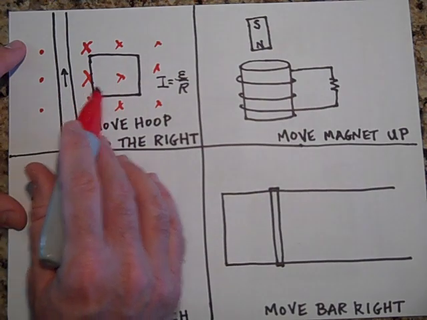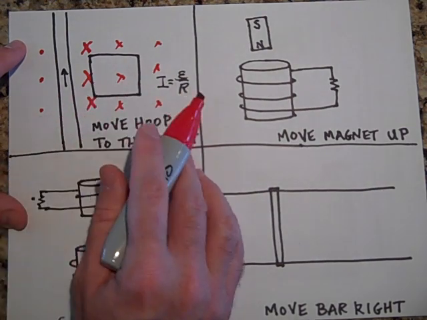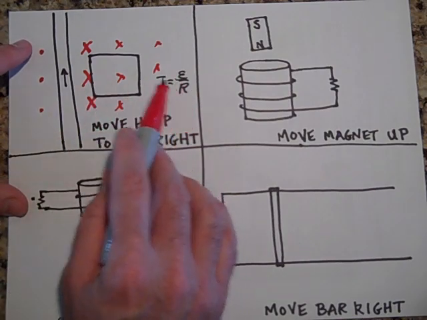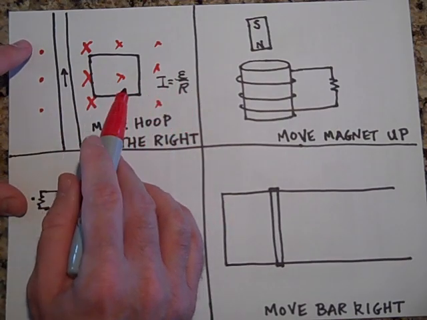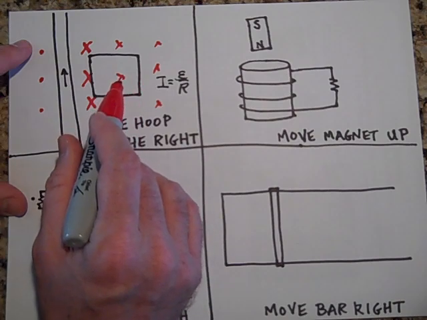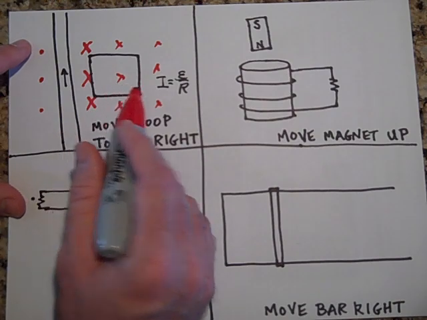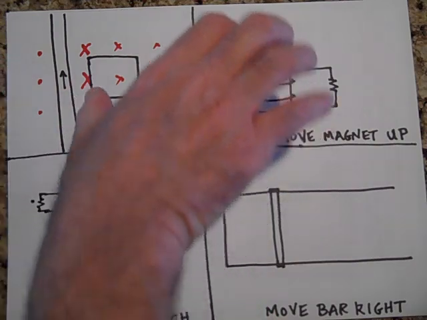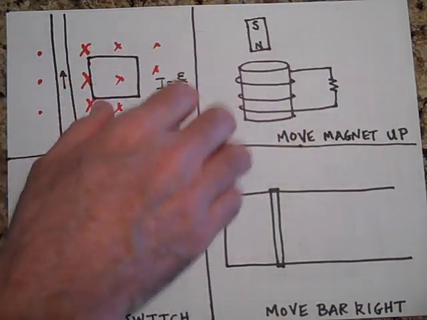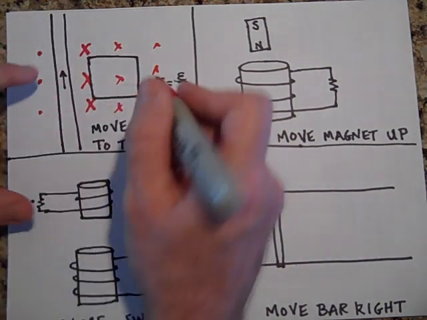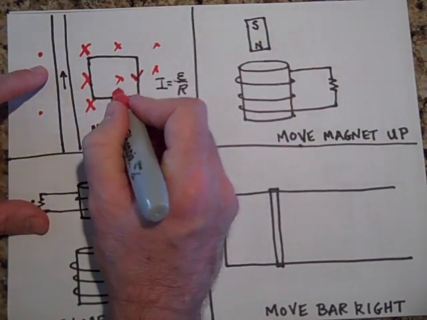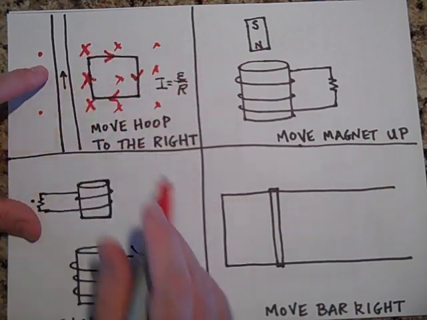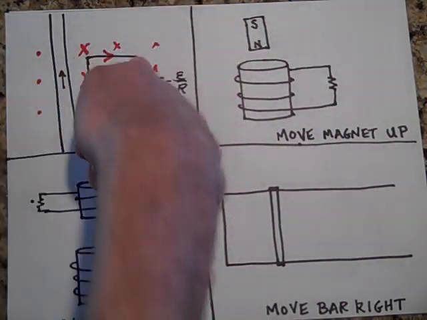And so if I'm getting less x's when I move it that way, that means it's going to try and make its own x's because it doesn't want the x's to change. And to make its own x's, it's going to have a field that goes this way. You see how the current heading clockwise gives me more x's?